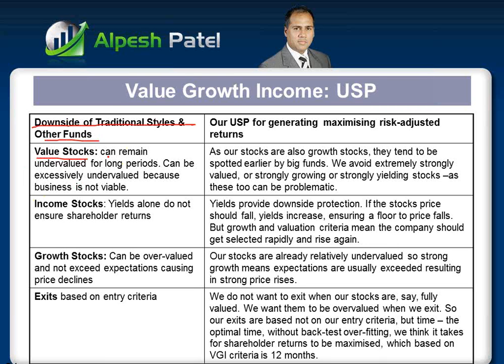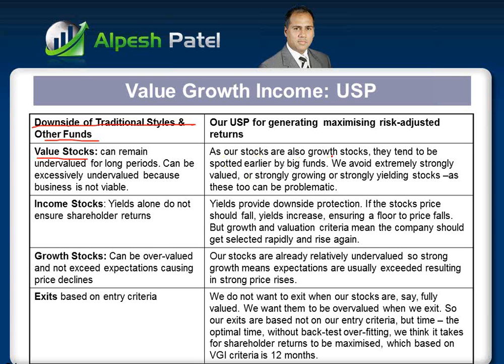Value stocks can remain undervalued for long periods. We all know that. They can be excessively undervalued because the business is not viable. So a stock can be undervalued forever. How do we avoid that problem? How do we also avoid the problem that something might be undervalued just because it's rubbish? It might have a really low P/E ratio or price earnings growth because it's just rubbish and nobody thinks it's going to survive. How does our system of value, growth, income avoid that?